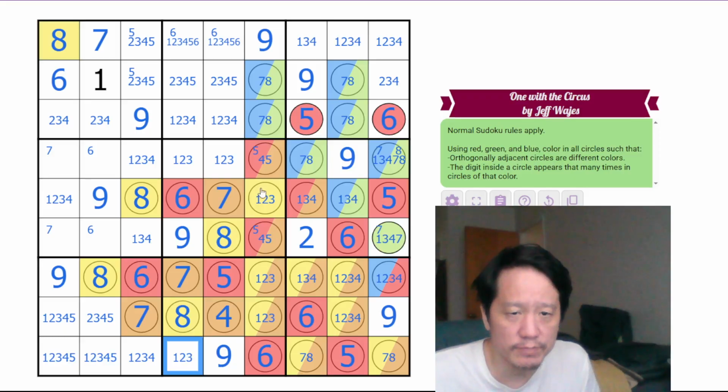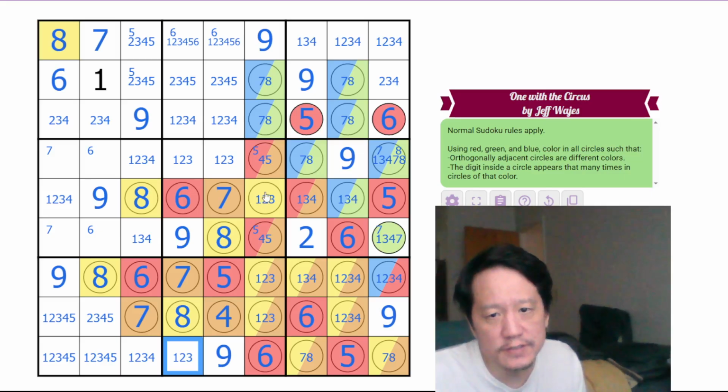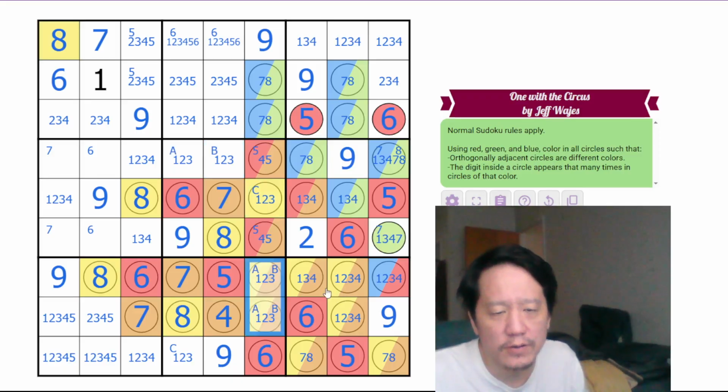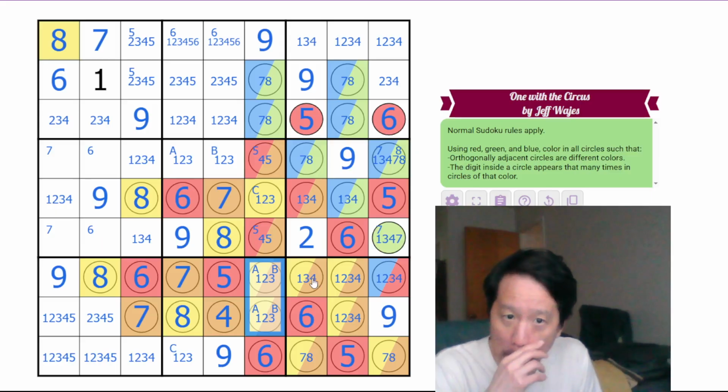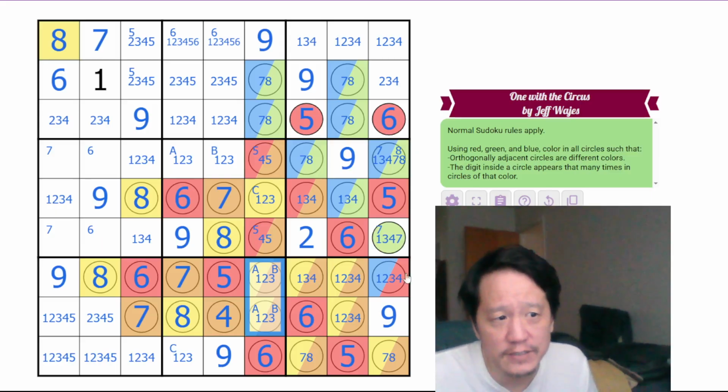So this digit must be the same as that. So we have that is C. And A and B are here, so this is an AB pair. Does that help us any? I don't really know.